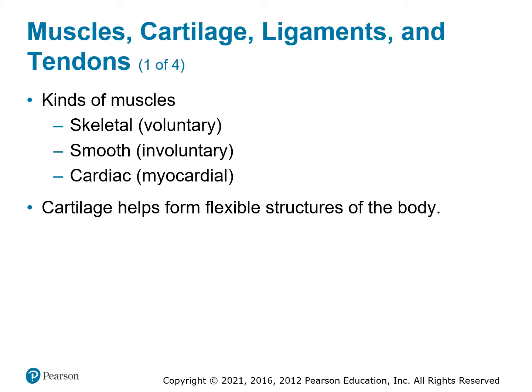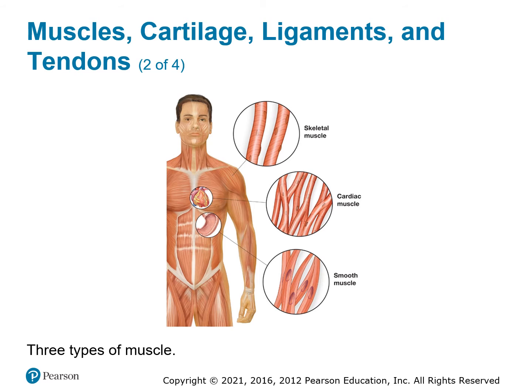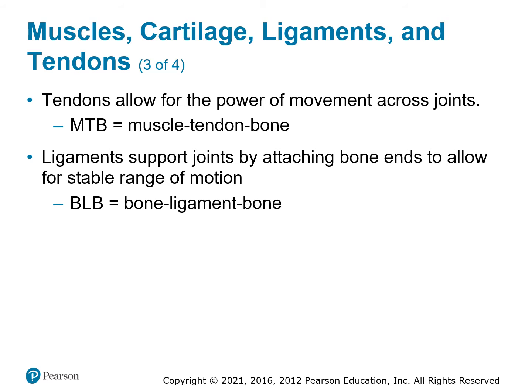And we've already talked about this in an earlier slide. So just remember the three different kinds of muscles being skeletal, smooth, and cardiac. And then like we talked about, that cartilage helps form flexible structures of the body and gives cushion to the joints in different areas of the body as well. Again, also discussed already, but reviewing, tendons are muscle tendon bone, so they connect the muscles to the bone. Ligaments are bone ligament bone, so they connect bones to other bones.